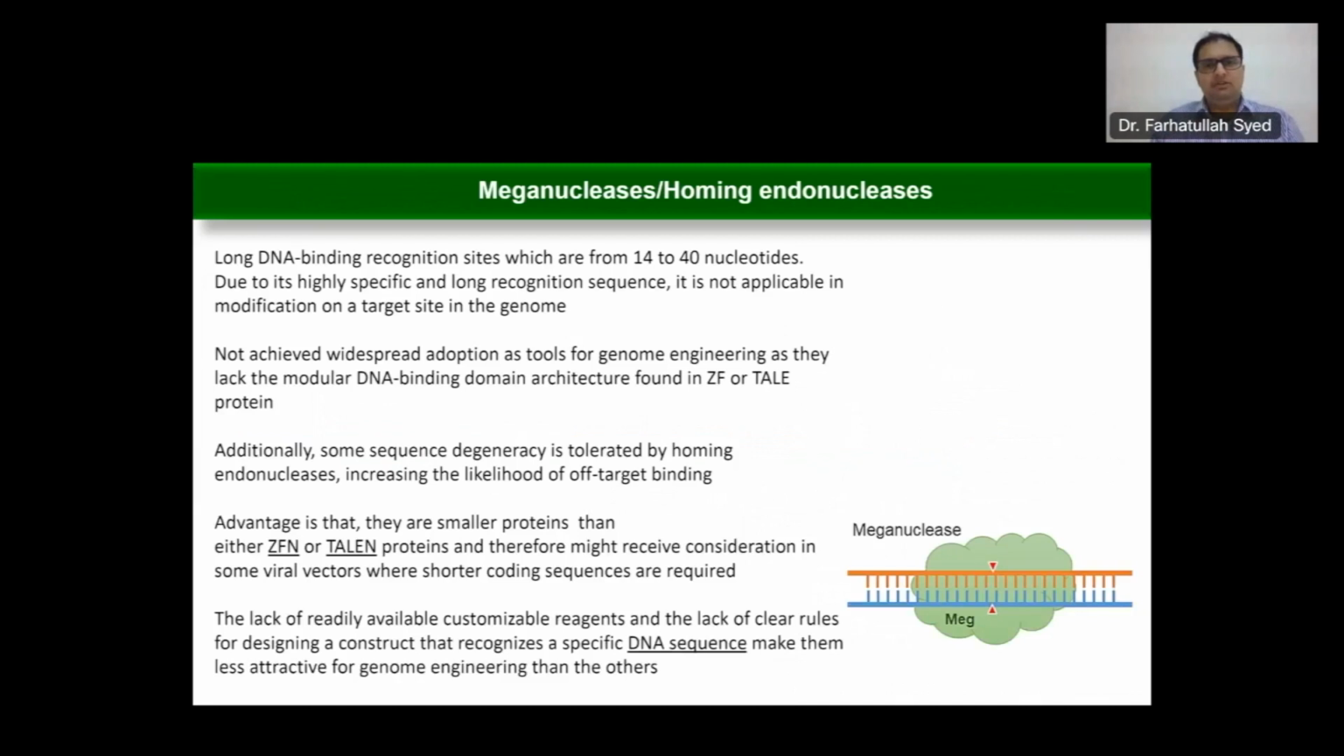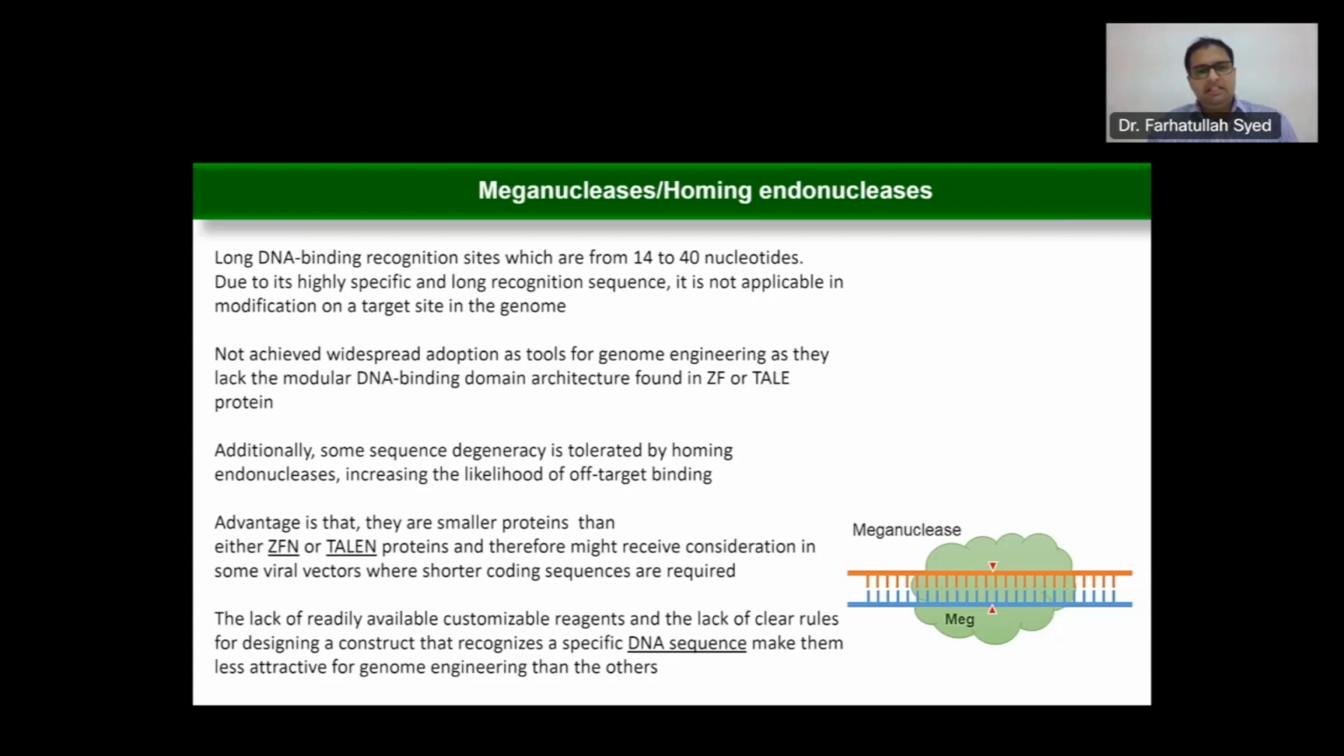The meganucleases are also known as homing nucleases. They have long DNA binding recognition sites, from 14 to 40 nucleotides. Due to this highly specific and long recognition sequence, it is not applicable for modification of a target site in the genome, and it is very difficult to modify or precisely use for specific needs. So that's why they did not get much attention compared to other genome editing tools.